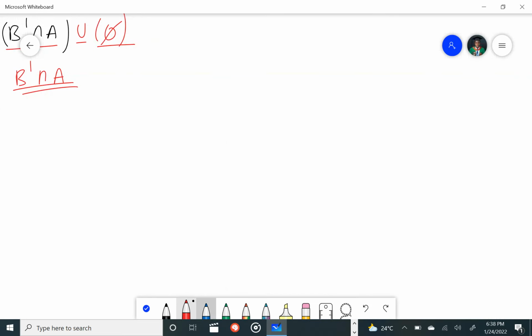So let's look at the last example. The last example is A complement union A intersection B, complement. Okay. So this one looks interesting. So how are we going to go about this?